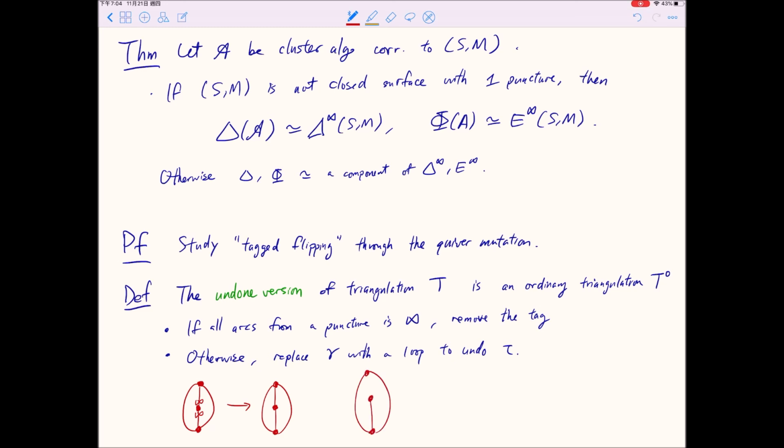And if you have a puncture where they are tagged differently, then you just replace it with the inverse of tau. So remember, tau maps this picture to that picture. So you just reverse it, and you can always do that.